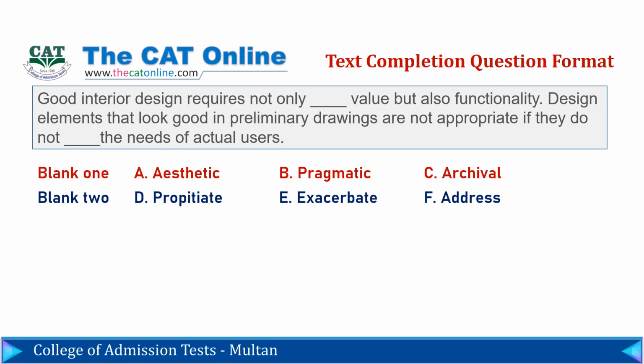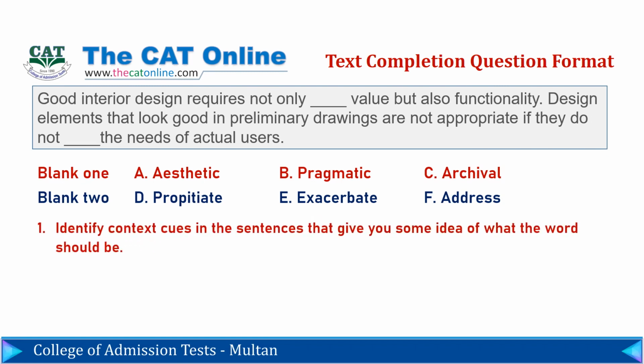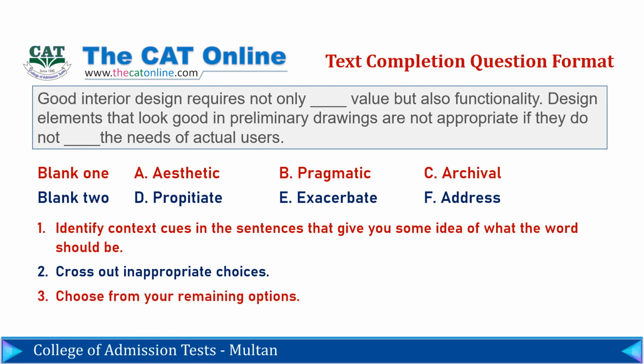For each blank: 1. Identify context cues in the sentences that give you some idea of what the word should be. 2. Cross out inappropriate choices. 3. Choose from your remaining options. 4. Check your answer by plugging it in. For example, let's look at the first blank.